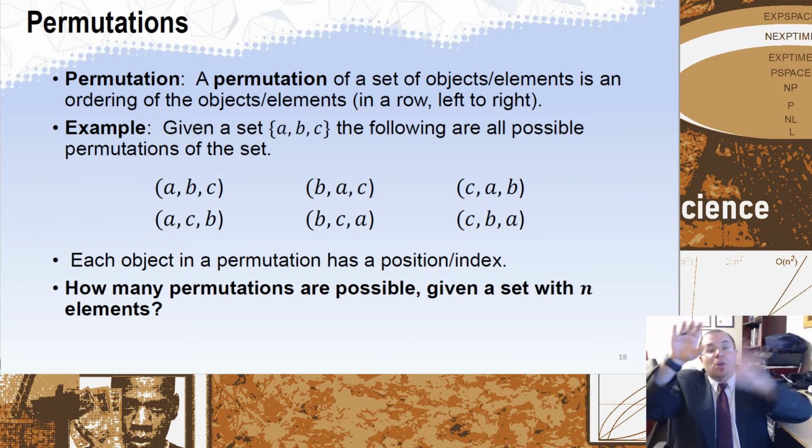Well, remember, I gave you the rules for this already. I can use the multiplication rule. You can prove this with induction, by the way, but the multiplication rule is naturally inductive. So think about this. If I give you a set with 3 elements, how many choices do I have for the first position? I have 3 elements to pick from, right?